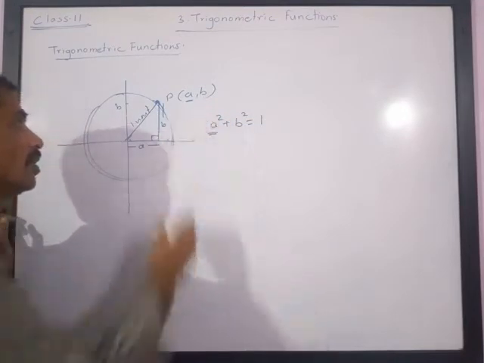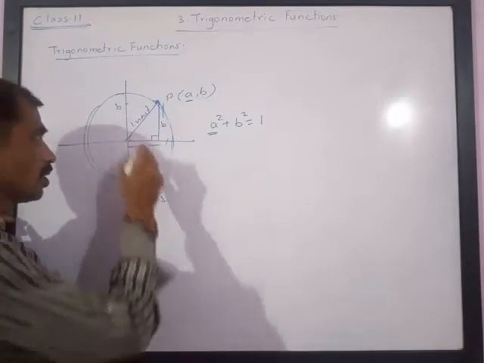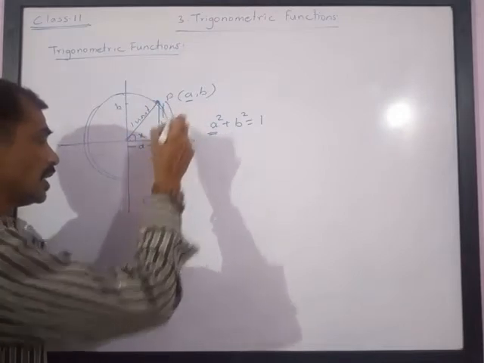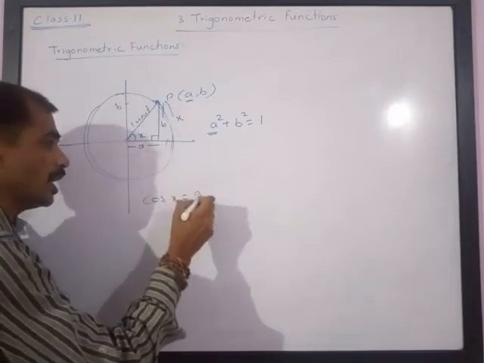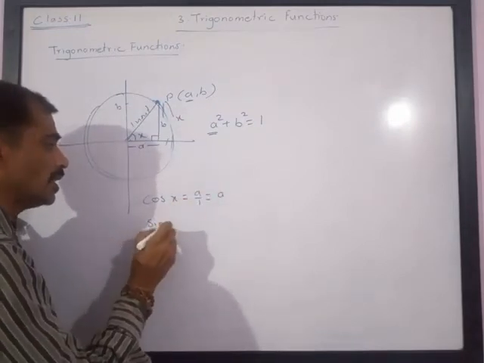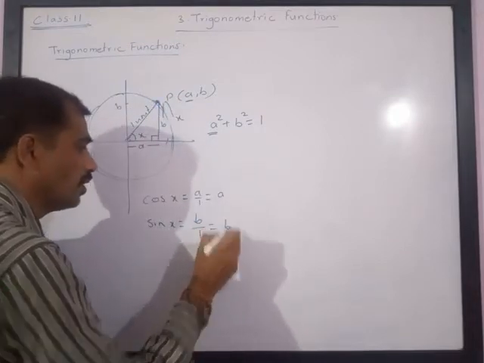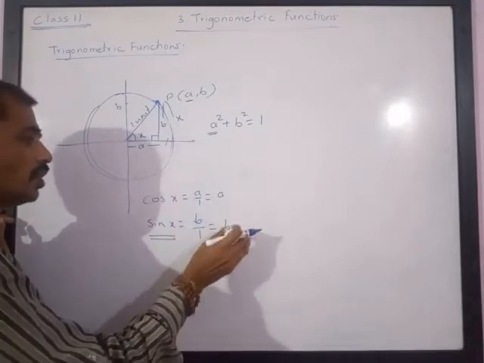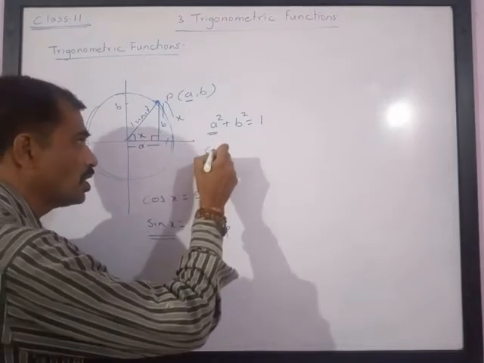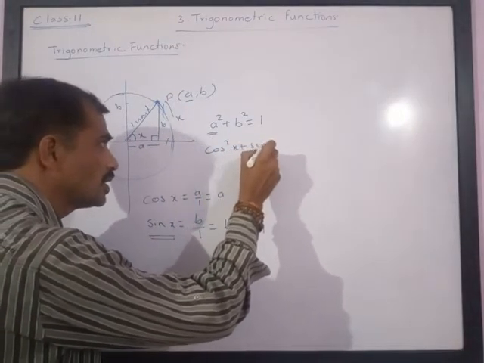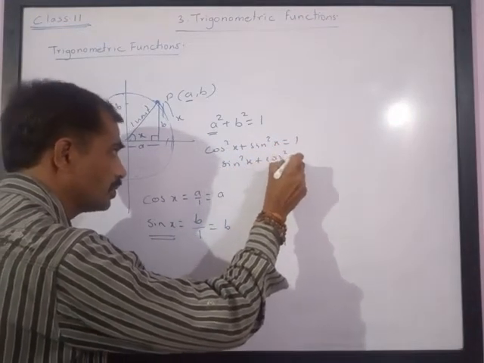Now, A we have already studied. A is nothing but cos x. If this angle is x, then cos x is equal to adjacent upon hypotenuse, that is A upon 1, that is equal to A, and sin x is equal to opposite upon hypotenuse, B upon 1, that is equal to B. So we will get sin square x is equal to B square and cos square x is equal to A square. If you put these values in this equation, you will get cos square x plus sin square x is equal to 1. It means sin square x plus cos square x is equal to 1.